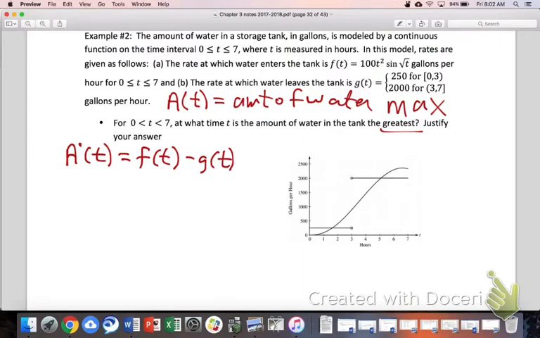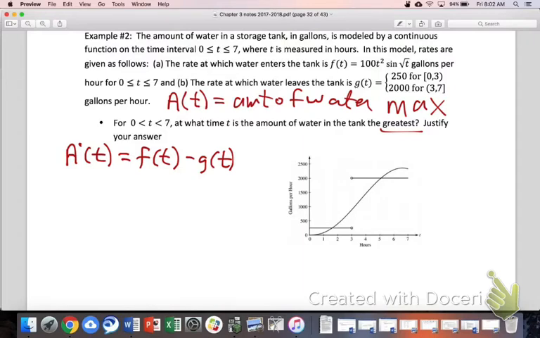The word enter is important, right? And G of t, the important word is leave the tank. Leaves the tank. Exactly. That's exactly right. So F minus G, makes sense? Okay. So let's get our candidates from this. Never neglect D and E, right?